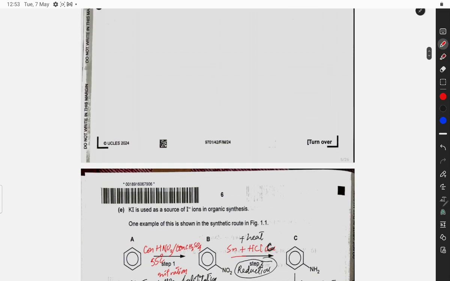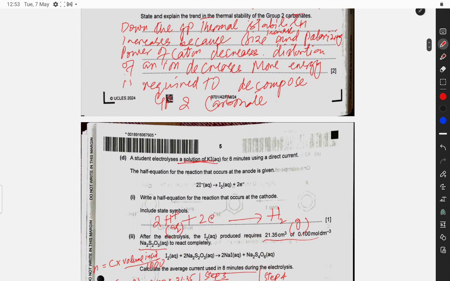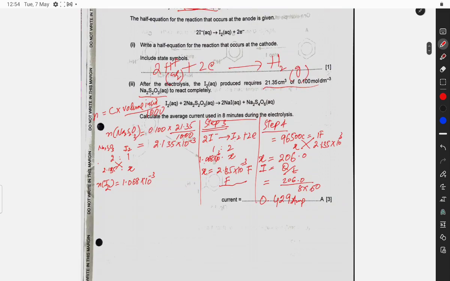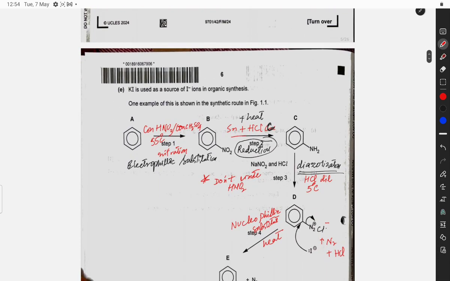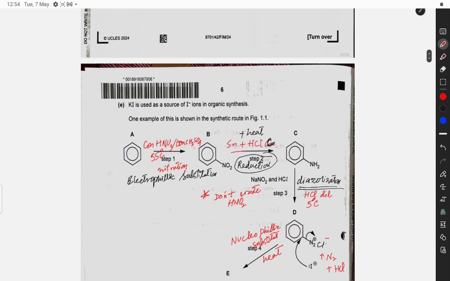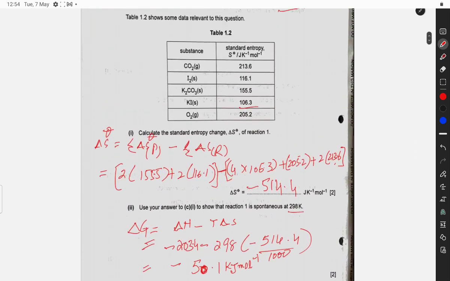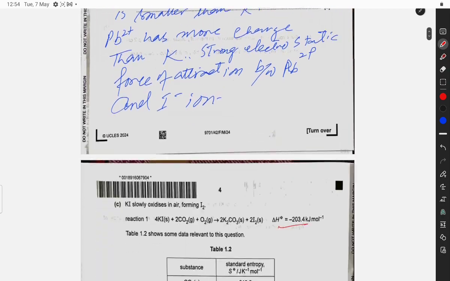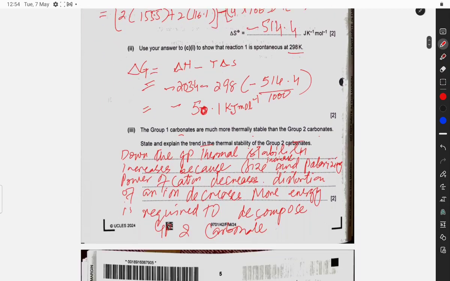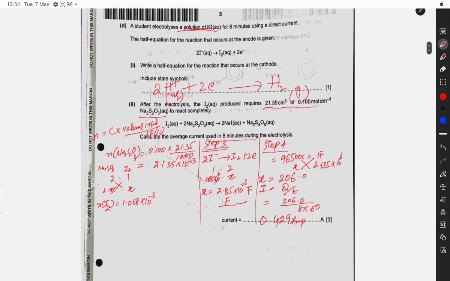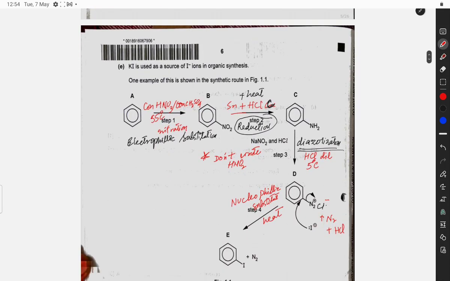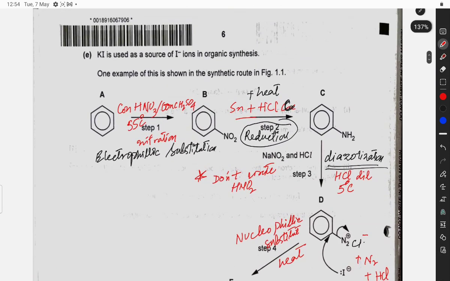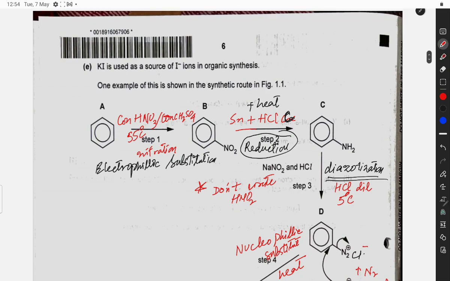Hopefully you understand, and please follow the same pattern, because this is the 2024 Feb March paper. The same pattern is given to you in 2024, and you know all topics are assessed, from enthalpy change, then lattice energy, entropy, then electrochemistry, organic chemistry. Potassium iodide is used as a source of iodide ions in organic synthesis.